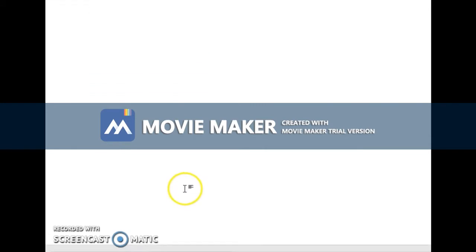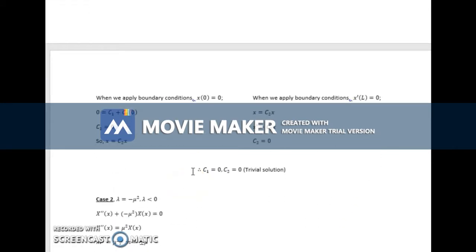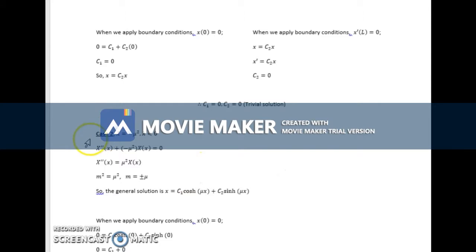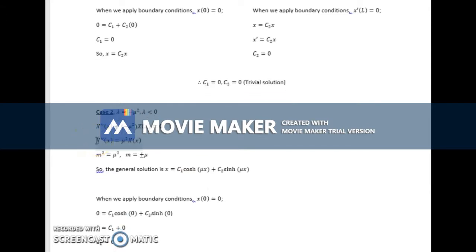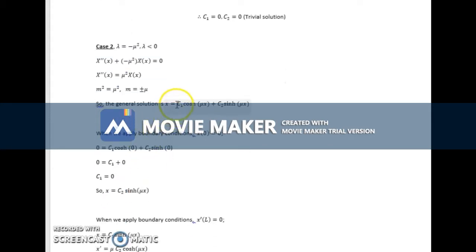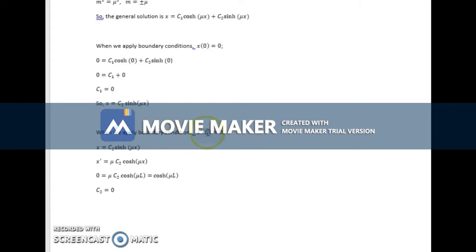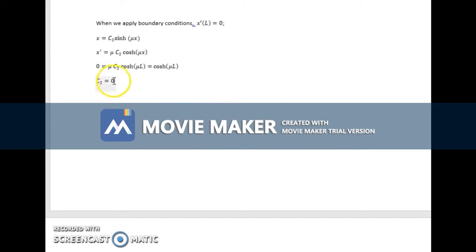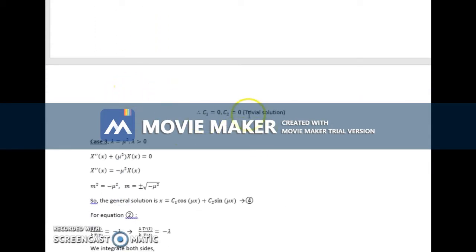So we can show here that case 1 is a trivial solution. Then we proceed with case 2, and still the same, we have to find the general solution. Then we get the general solution c1 cos mu x plus c2 sin mu x. When we apply the boundary conditions, X double prime of L and X prime of L equal to 0, we can get c2 equals 0, so it also gives us a trivial solution.